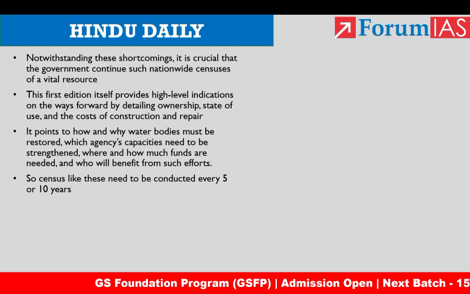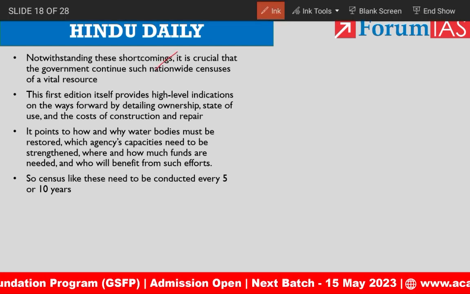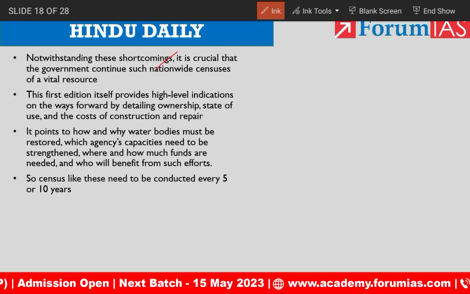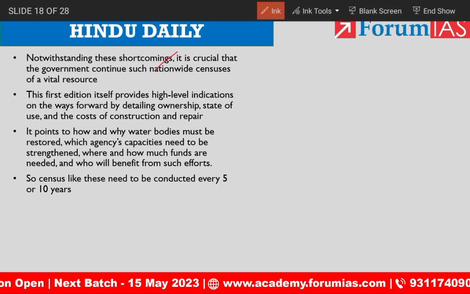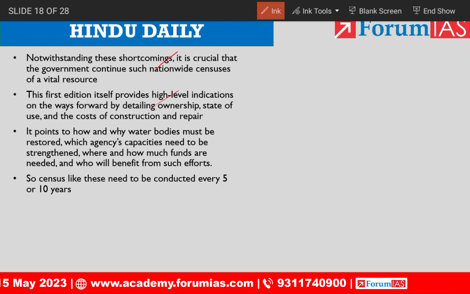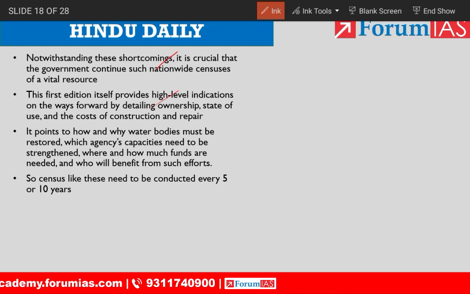But in spite of all these things, notwithstanding these shortcomings, the author is praising it and she is telling the government should continue such a nationwide census. The first edition itself has given a lot of high-level indications like who owns the water body, what is the type of use, and what are the costs for construction and repair. All this data this census has.